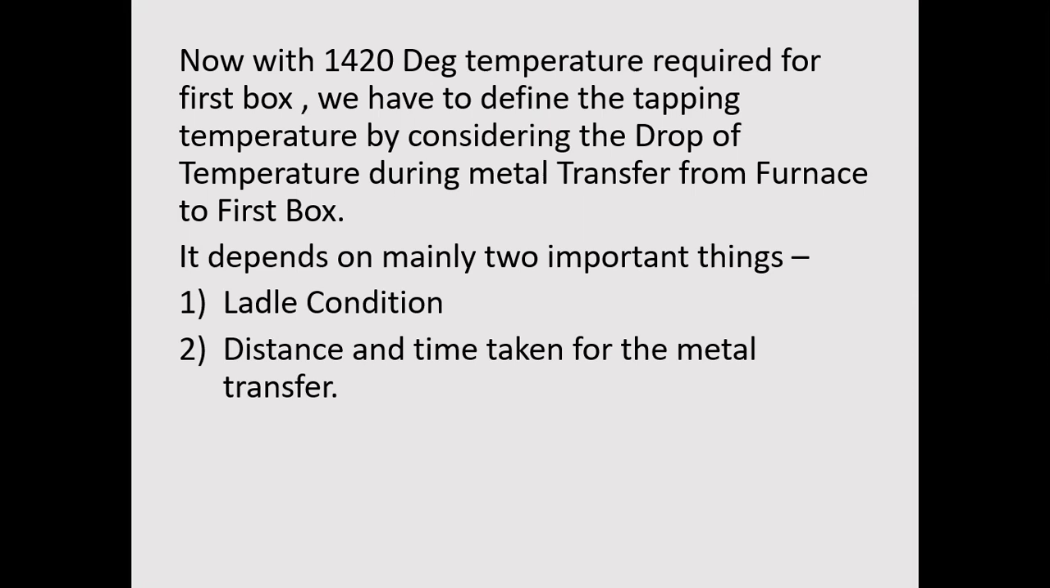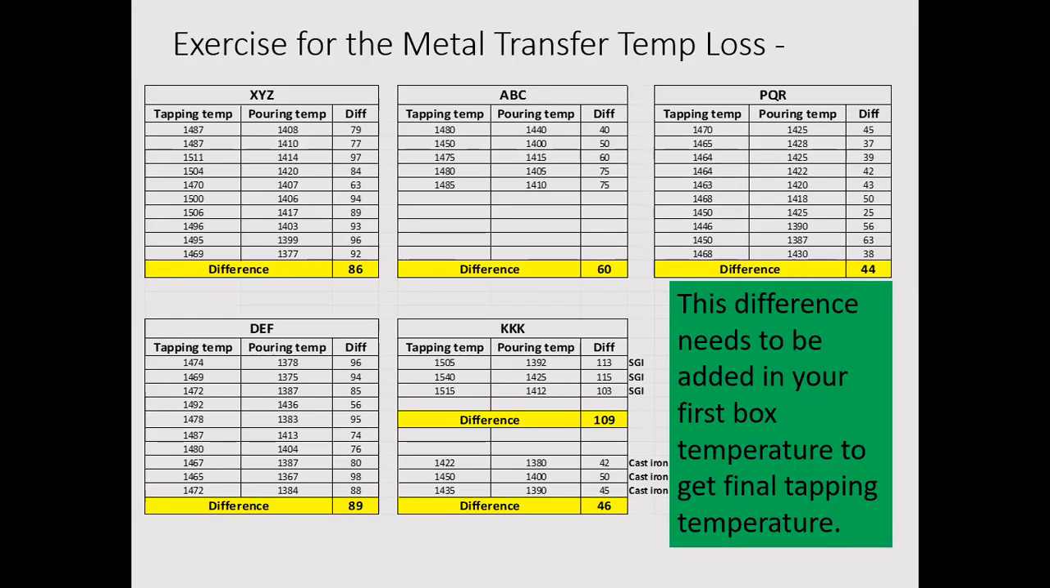by considering the drop of temperature during metal transfer from furnace to first box. It depends mainly on two important things, that is ladle condition, and distance and the time taken for the metal transfer. Here, one of the exercises we have conducted during our skill development program shows the loss of temperature during metal transfer. You can see 86 degrees, 60 degrees, then 44 degrees, 89 degrees, and one more is 46 degrees. These are for the cast iron, and for a jan it is 109 degrees. So these are the temperature losses from tapping to first box. So you have to calculate it on your own, and then you have to add it to your first box temperature.